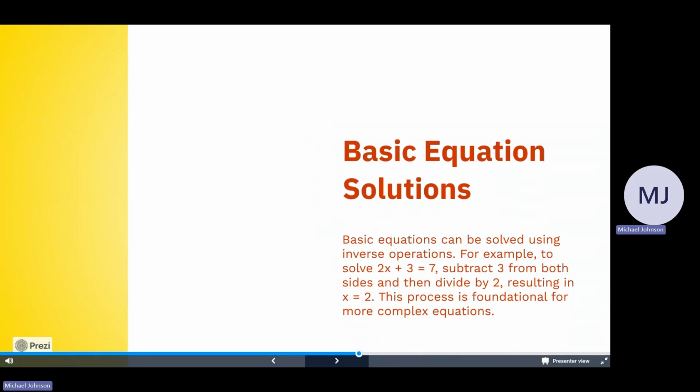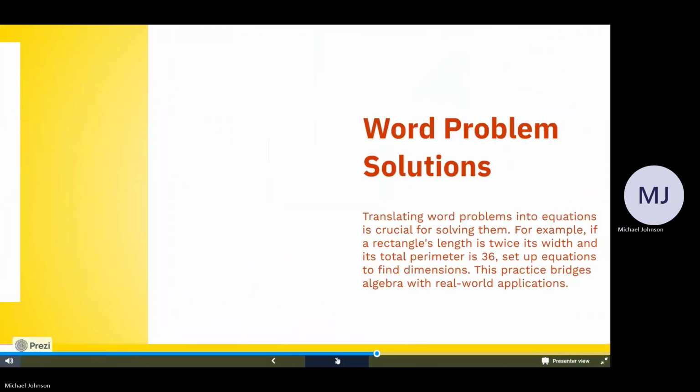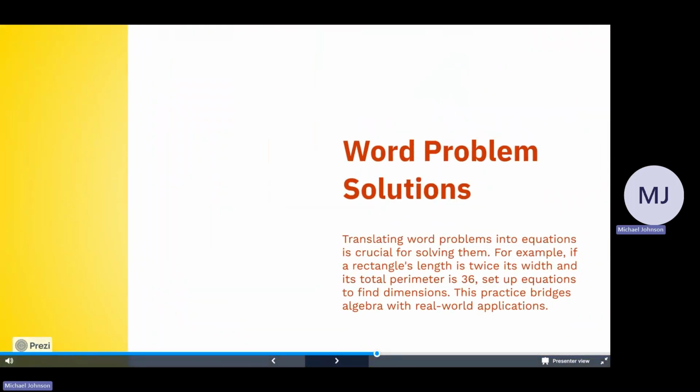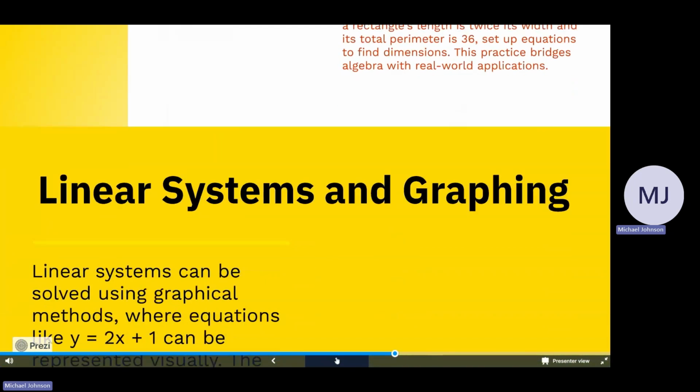Basic equations can be solved using inverse operations. For example, to solve 2x + 3 = 7, subtract 3 from both sides, and then divide by 2, resulting in x = 2. This process is foundational for more complex equations. Translating word problems into equations is crucial for solving them. For example, if the rectangle's length is twice its width and its total perimeter is 36, set up equations, find dimensions. This practice bridges algebra with real-world applications.